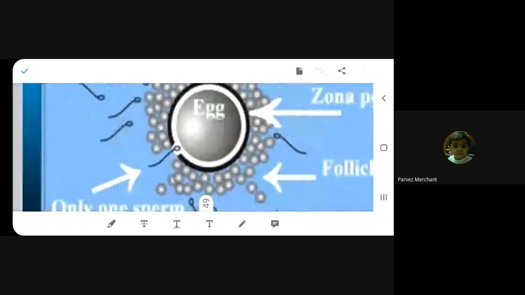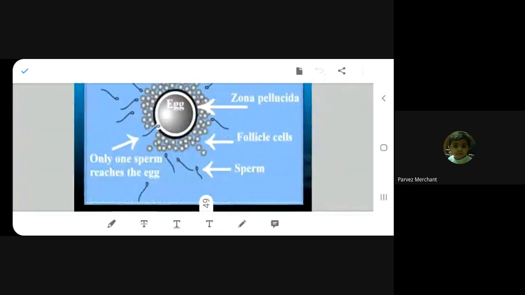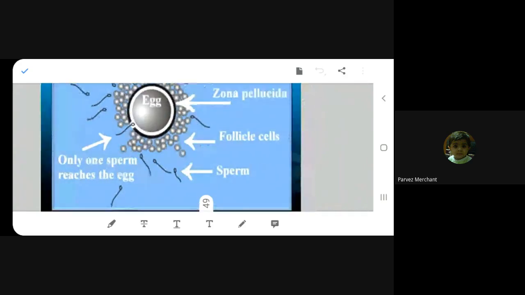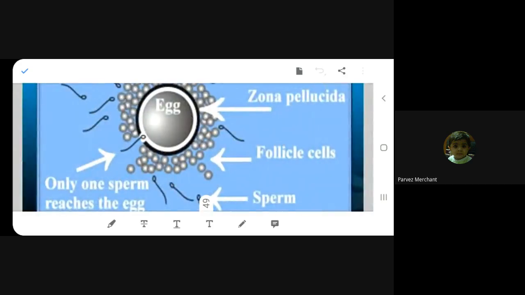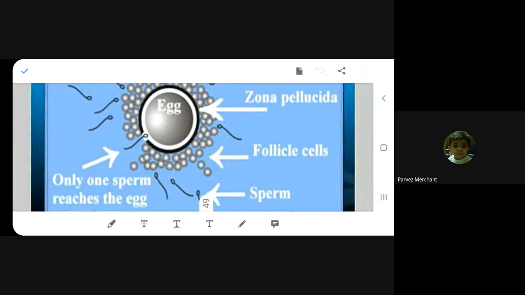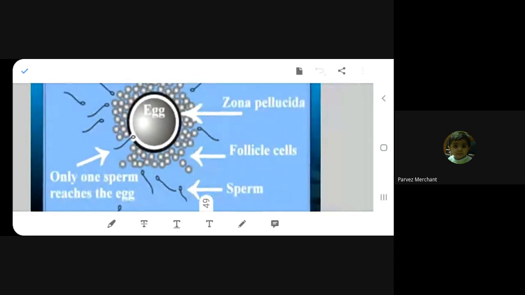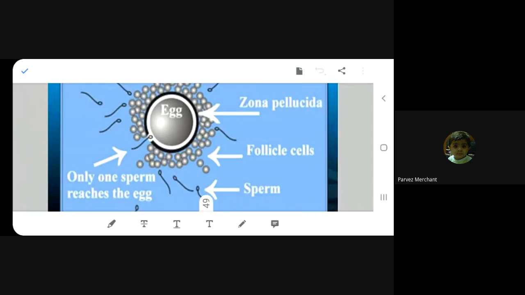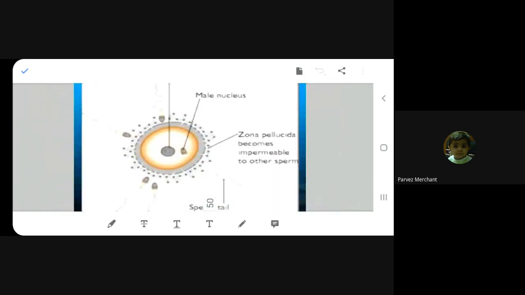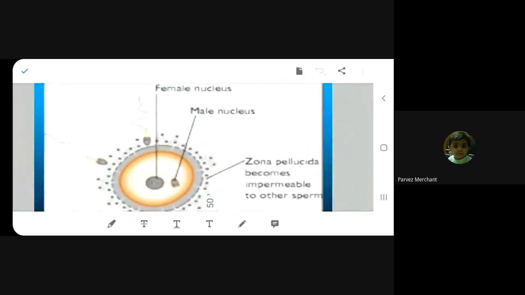There will be millions of sperms. Only one will be able to take the entry inside the egg cell and then fertilize. So there are so many sperms, but only one sperm reaches the egg. This is fertilization. That is what we need. And whatever the rest of the labels are, we are not going to remember them, or we are not interested in that. I just want to show you how it looks.